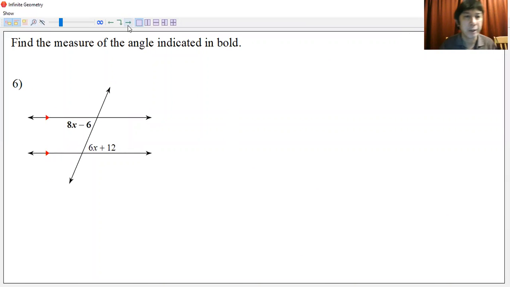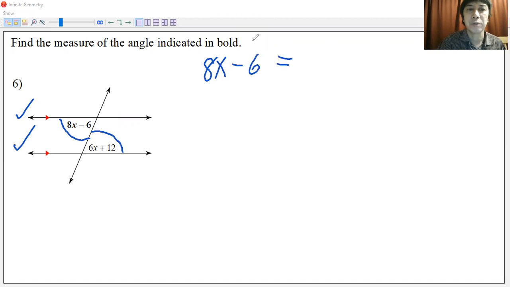Let's have number 6. Here's number 6. We can recognize again that this is just another alternate interior angle pair. And again, we have this parallel to this line. That means this angle is equal in measure to this angle. We can now have our equation. 8x minus 6 must be equal to 6x plus 12. And we can solve for x.